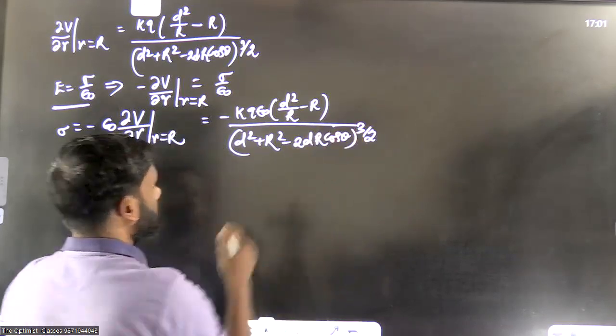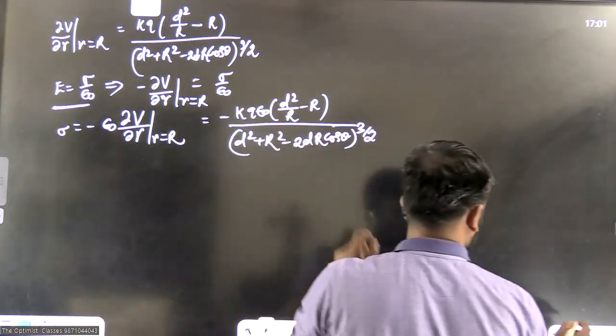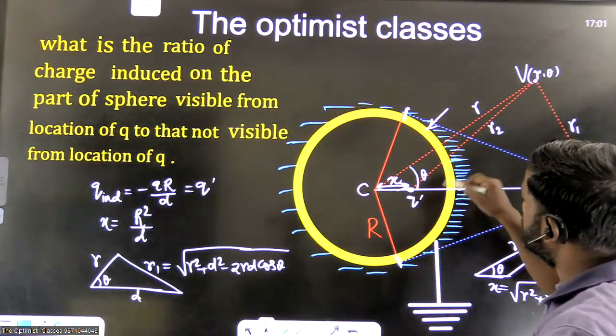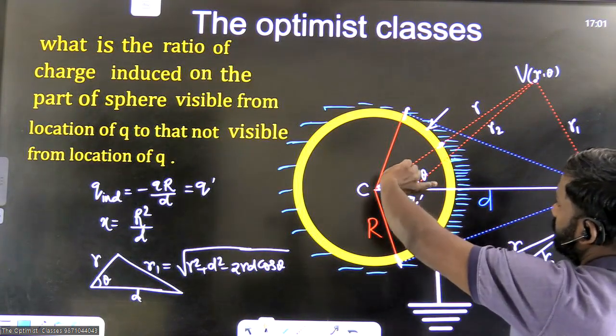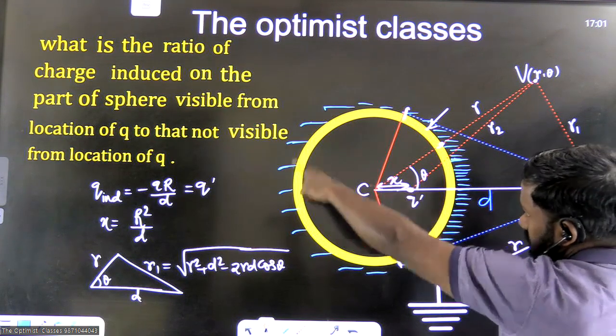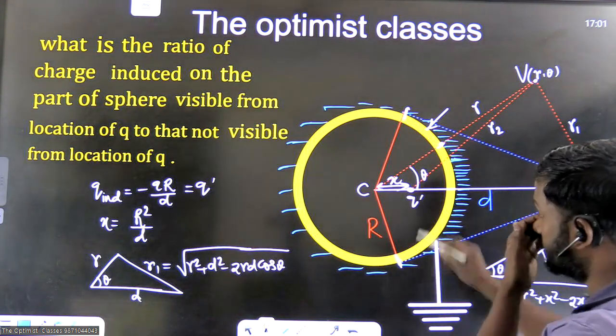So that is the charge density induced on the surface of the conductor at angle theta. At angle theta means this. At some location, suppose here, we have calculated. So when we vary theta, we will get the charge density at every point. So basically, we have calculated the charge density at this location at angle theta.